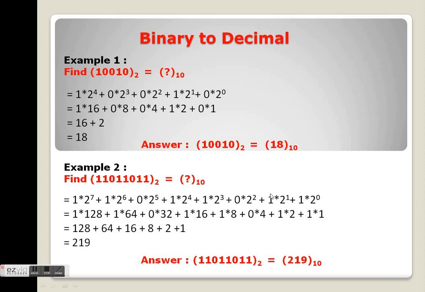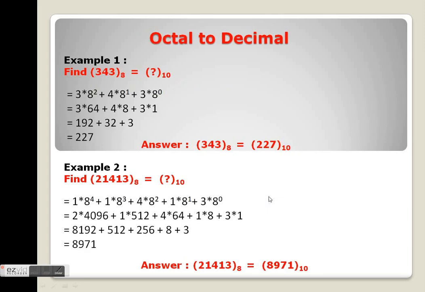So in the next step we will get 16 plus 2 because all the values where one of the multiples is 0 will become 0, and finally we'll get 18 in the result, which is the decimal equivalent of 10010. Students, you can check the second example also. Students, let's now understand the conversion of octal number to its decimal equivalent.